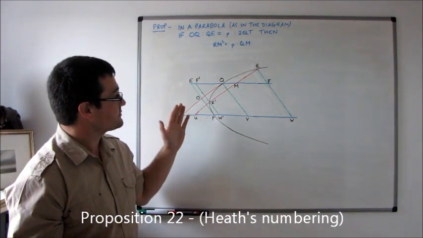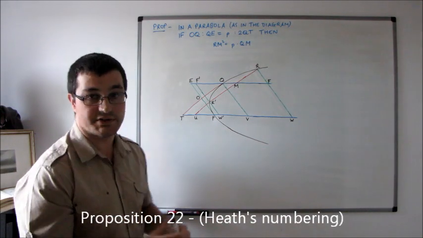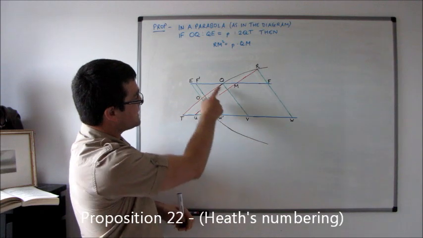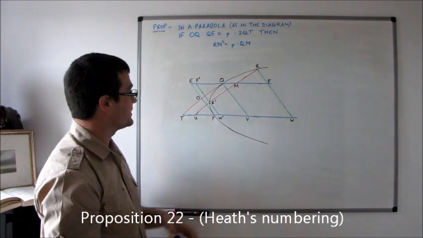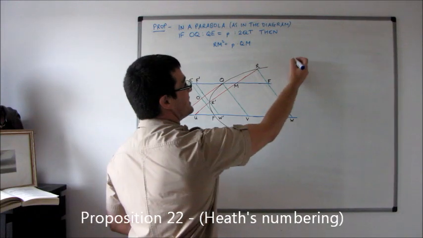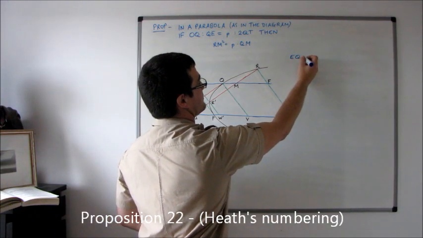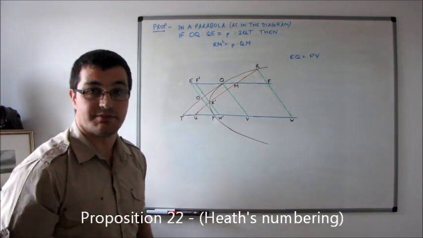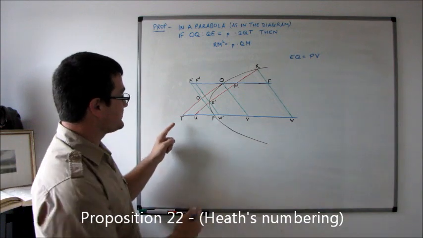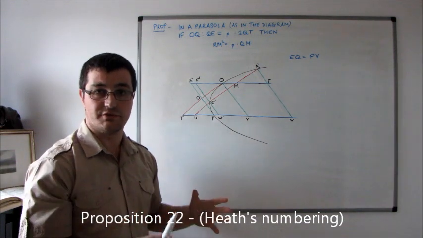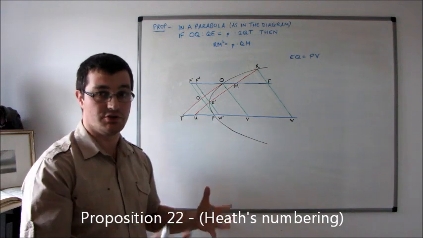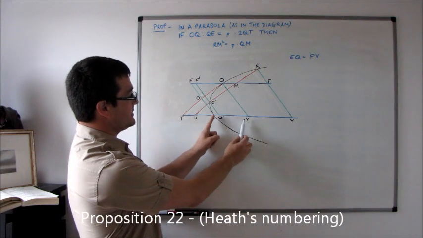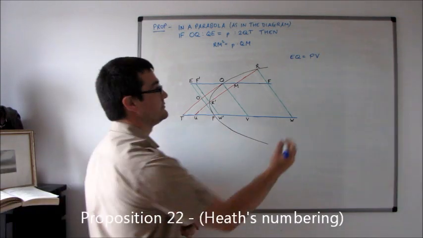Okay, so where do we start with this one? Well, first of all we need to notice that this EPVQ is a parallelogram. Okay, so what that means is that EQ is equal to PV. And by proposition 12, which I haven't proved but I've mentioned is something that we need to assume as having been proved, then TP is equal to PV as well.